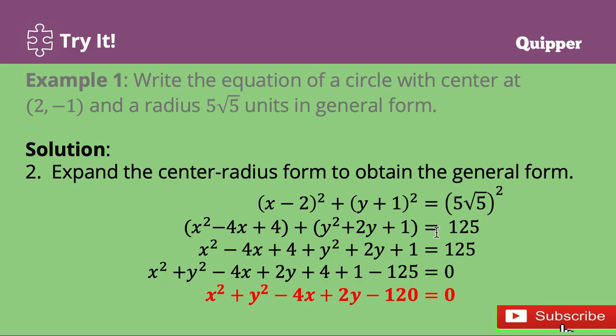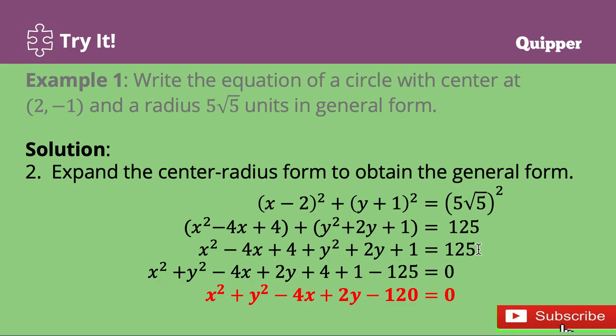And then simplify, the square of 5 square root of 5 is 125. Just multiply 5 times 5, we have 25. And the square of the square root of 5 is 5. And 25 times 5 is 125. Then take away the parentheses. We have x² - 4x + 4 + y² + 2y + 1 = 125.